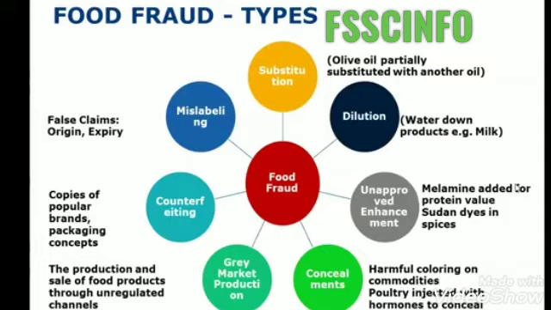The second type is dilution. This is a very simple type of food fraud where food products are watered down or diluted. A very simple example is adding water into milk, and sometimes we see potable water added, or non-potable water. Whether it is potable or non-potable, if you are diluting milk, it's called dilution, and this is also one of the types of food fraud.